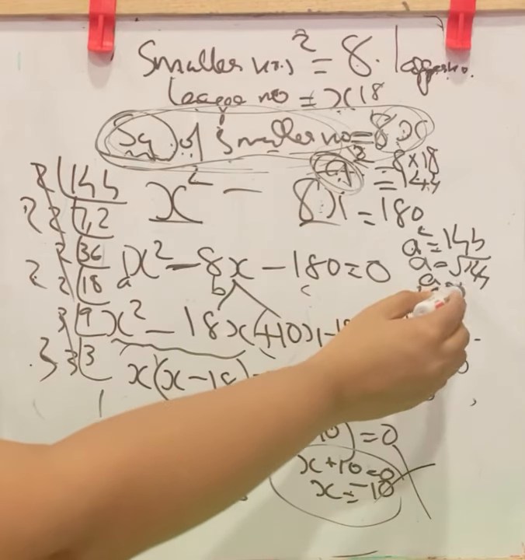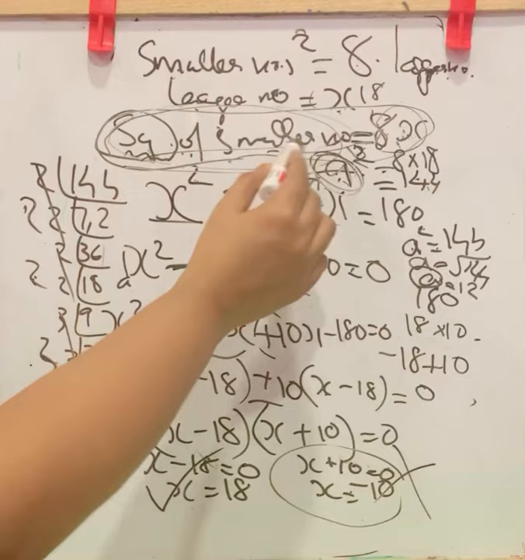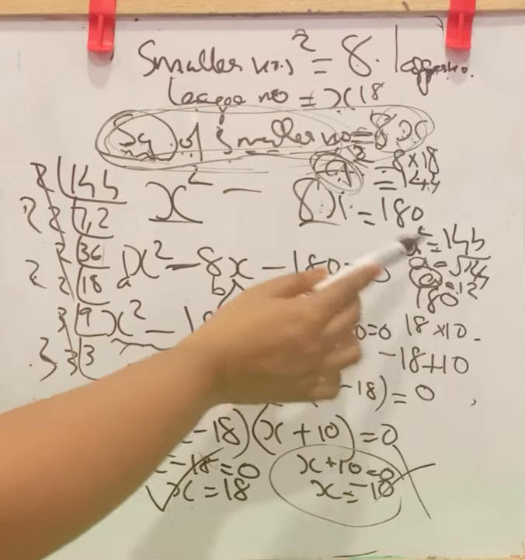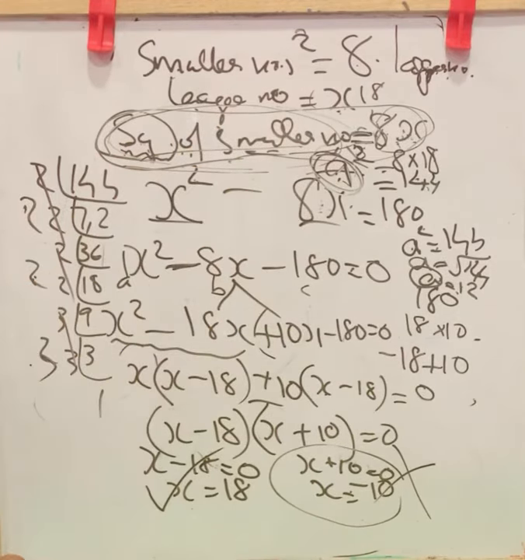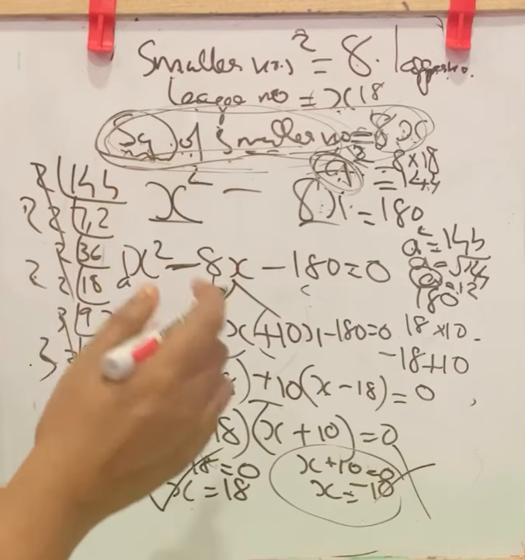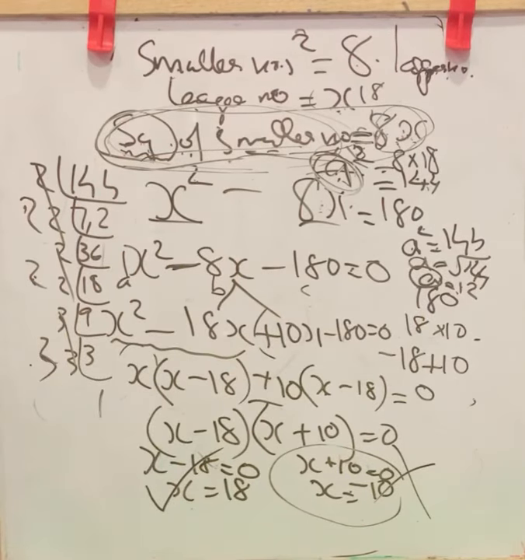A is equal to 12. That is, A is the smaller number. The smaller number is 12 and the larger number is 18. Also we can say the square root of 144.